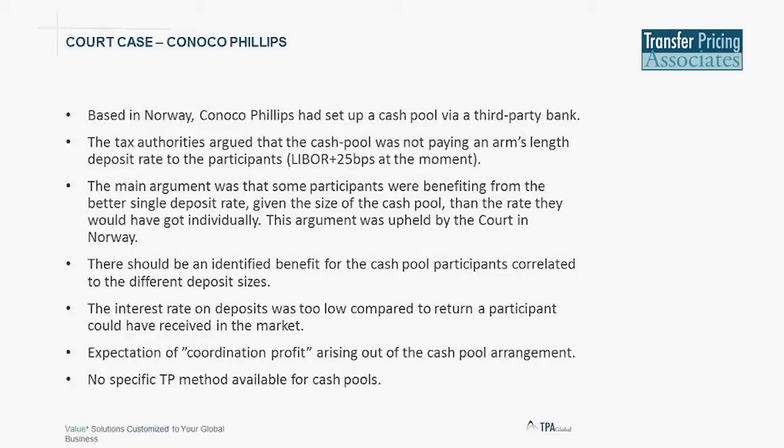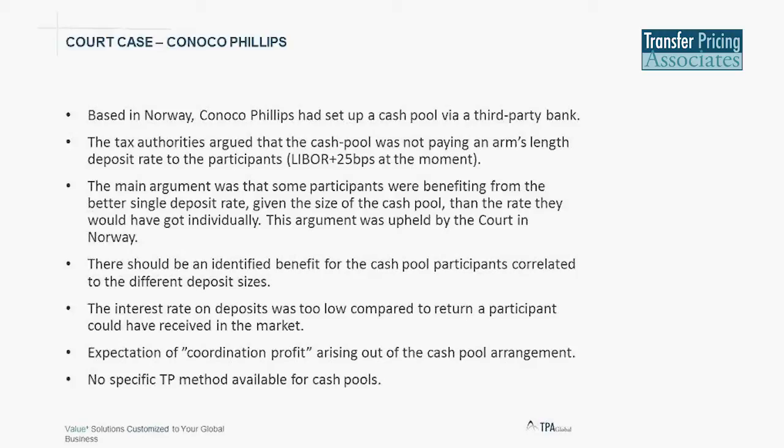What they did in this case was to test the interest rate that a cash pool participant received on a deposit and compare that with what that company could achieve or receive from a local bank if the money had been deposited with the local bank instead. And they said, well, that would have been more, so the compensation on those loan transactions was below the arm's length principle.